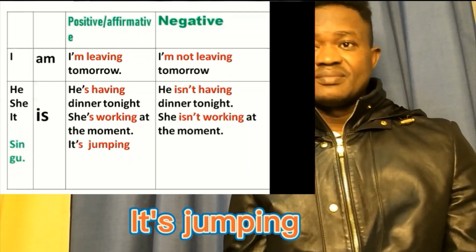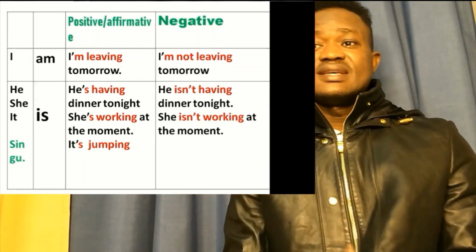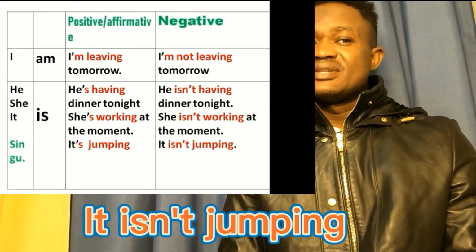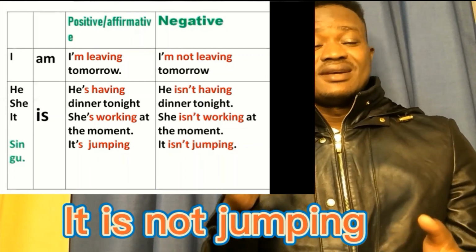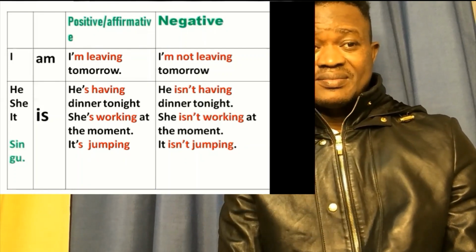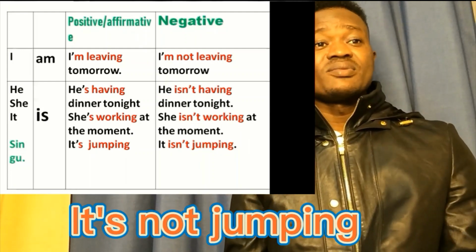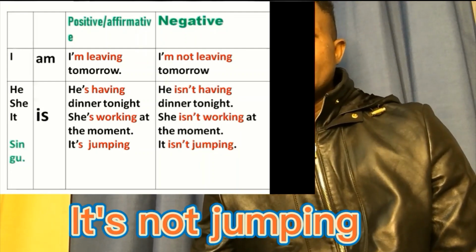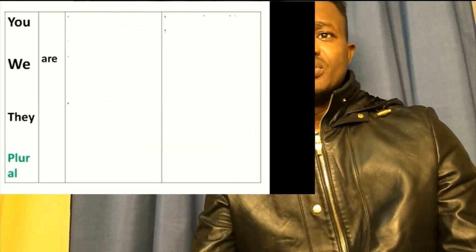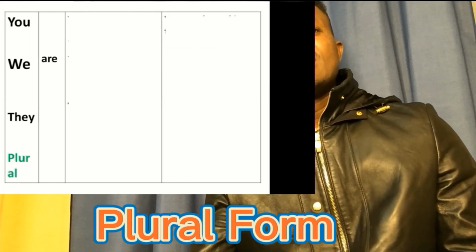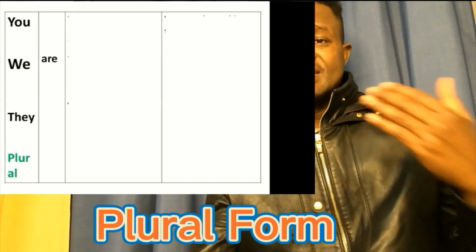It is jumping, the positive form, that's the affirmative form. It isn't jumping. It is not jumping. It's not jumping. So these are three ways we say it. Okay, all right, guys. So let's come to the plural form. You, we, they go with the be verb are. This is a plural form.